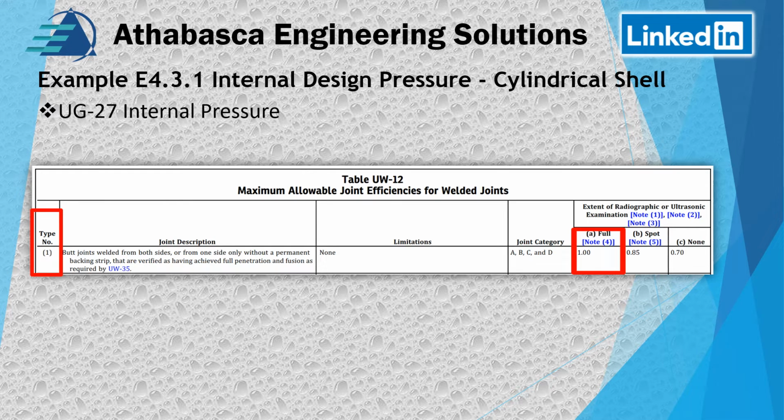They also have to be verified as having achieved full penetration and fusion as required by UW35. So this is kind of a rabbit hole. You jump to here, to here, to here, and that's the code. The more you work at the code, the more you'll get used to it. And so we learned earlier that we're looking at category A and type B weld joints. So in our case, we're looking at full RT, so our joint category is 1.